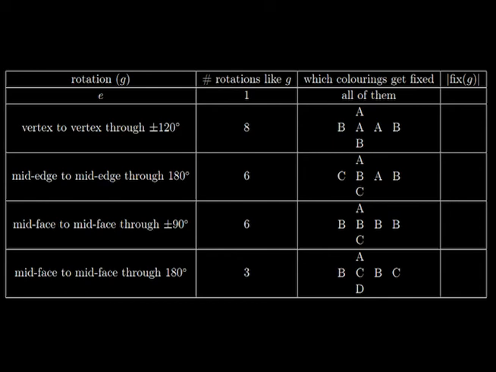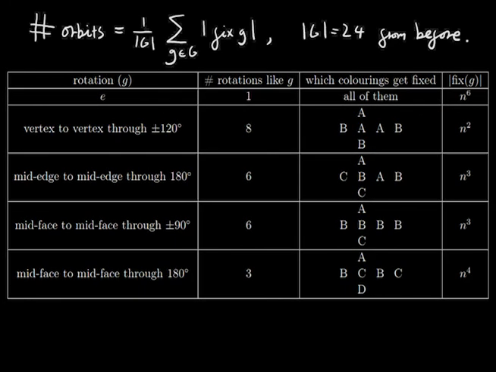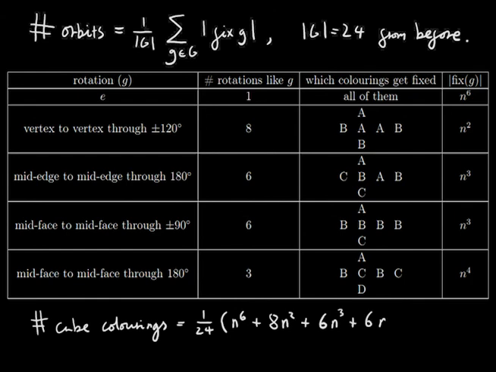When the template uses only 1 colour, there are n colourings that get fixed, so the size of Fix(g) is n. When the template uses up to k colours, there are n options for each colour, so Fix(g) consists of n to the k colourings. So the sum is just 1 times n to the 6 plus 8 times n squared plus 6 times n cubed plus 6 times n cubed plus 3 times n to the 4. And for our final answer, we divide by the size of the whole group, which is 24.